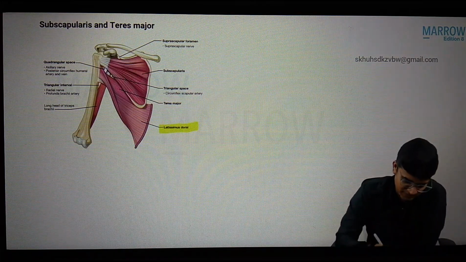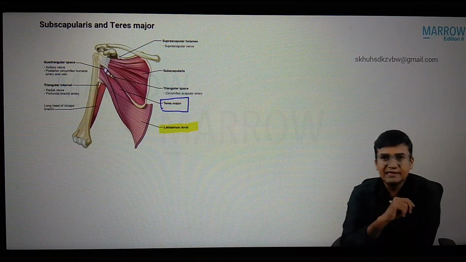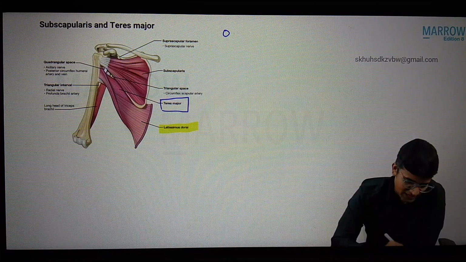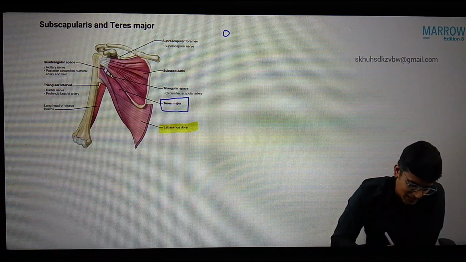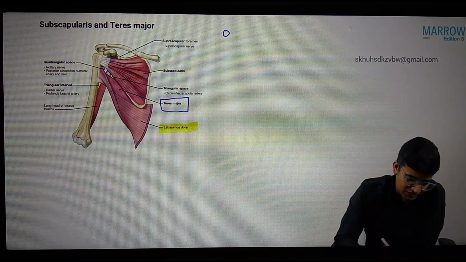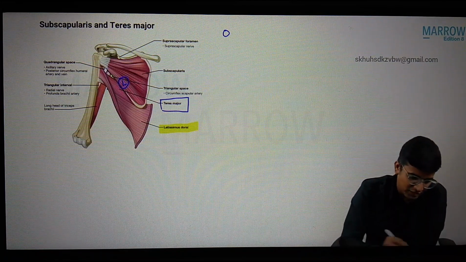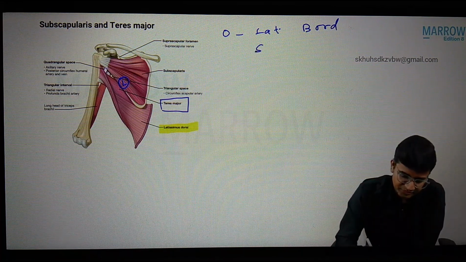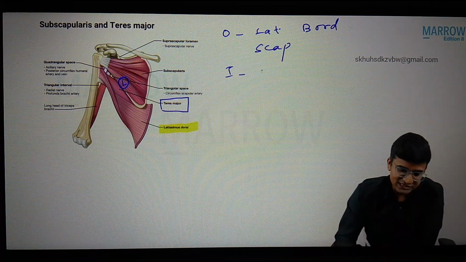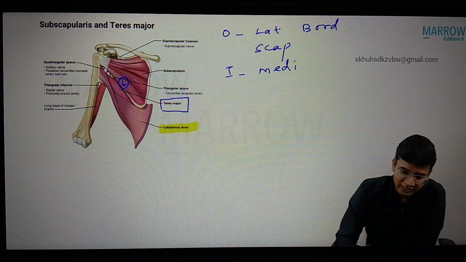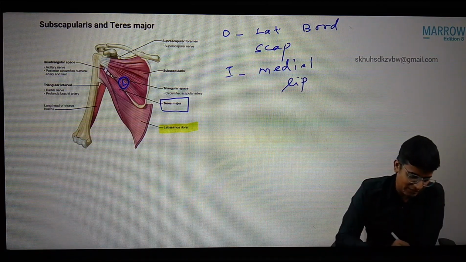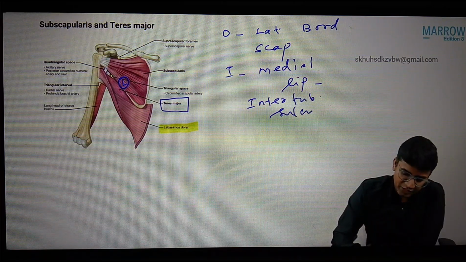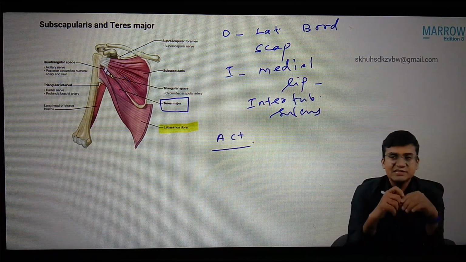Now, one more small muscle we have in this diagram, teres major muscle. Now, teres major origin. See, origin from scapula, which border? This is the lateral border. So origin from the lateral border of the scapula. Yes. What about the insertion? Insertion to medial lip of the intertubercular sulcus. Next, what is the action of teres major muscle?